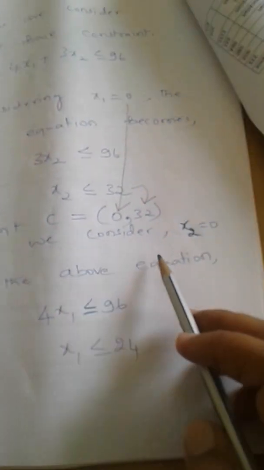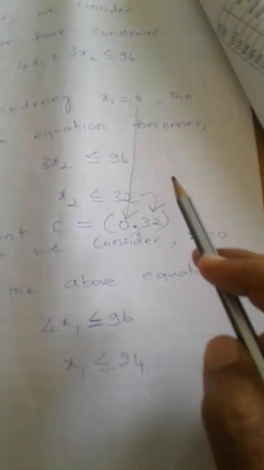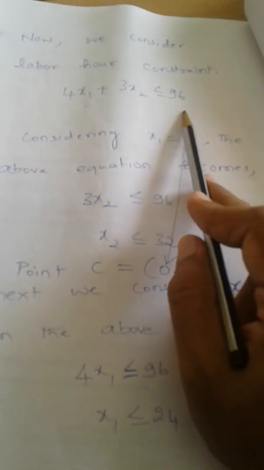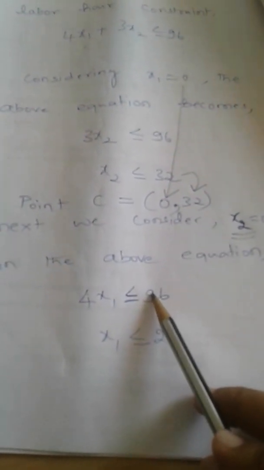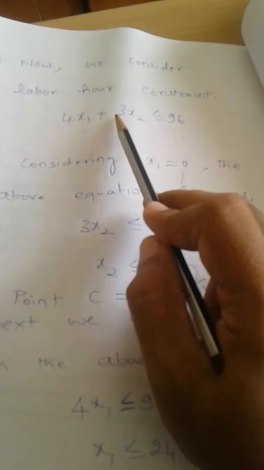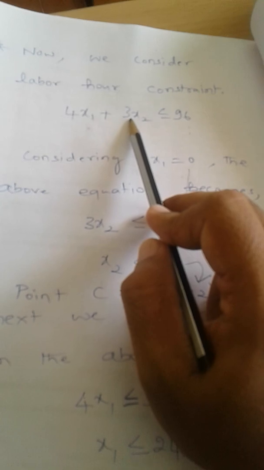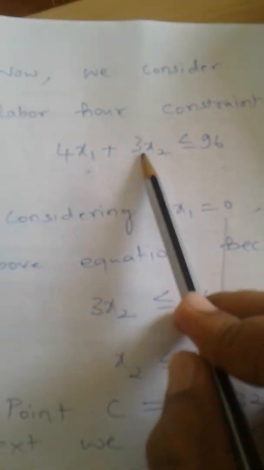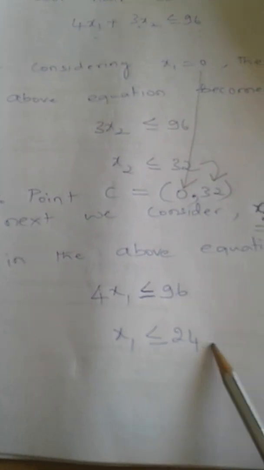Similarly, we assume x2 as 0 in this particular equation. So 4x1 is smaller than or equal to 96. Once we assumed x1 as 0, next we consider x2 as 0, and we determine the values. In this case x1 will be smaller than or equal to 24.